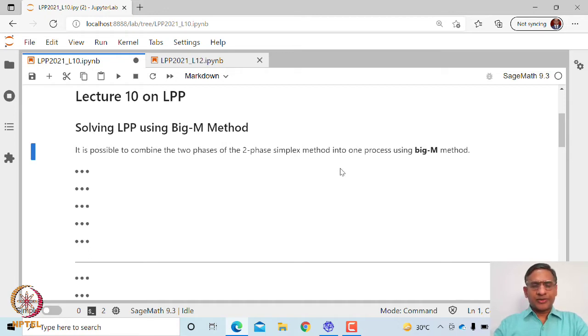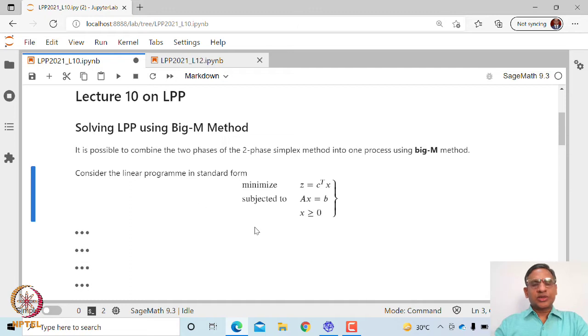So we have seen that in case you have a linear programming problem in which an initial basic feasible solution is not readily available, then we can use the two-phase simplex method. In phase 1 we find the initial basic feasible solution, and then in phase 2 we find the optimal basic feasible solution. Now the Big M method will combine the two phases together, right? So let us look at how we are going to do this.